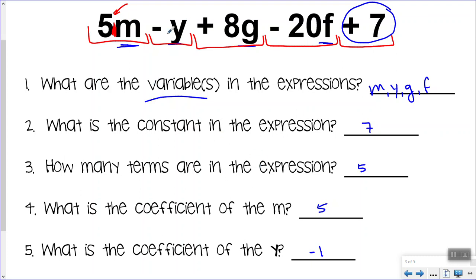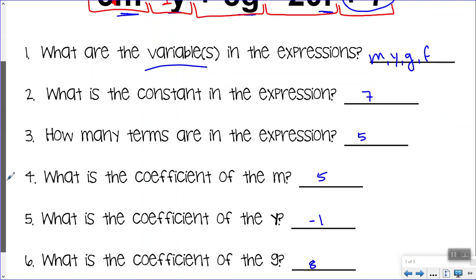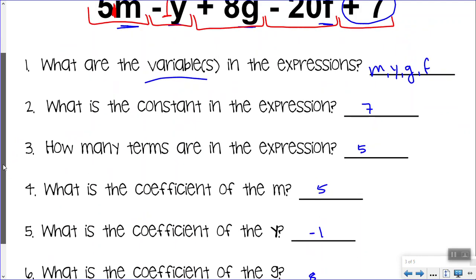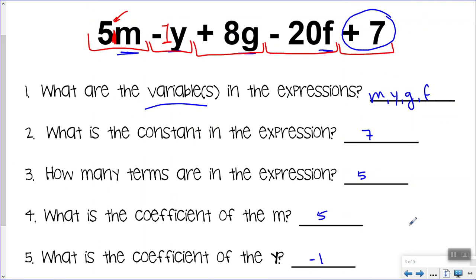And then our coefficient of the y, this is one of those invisible math values. This is on the orange sheet inside your notebook. Anytime we don't have a number next to a variable, it's the same thing as having a 1 next to it. So if I just have y, that means 1y. Now I also have this negative sign in front. So that means that the coefficient is negative 1. And the last question wanted to know what is the coefficient of the g, and the coefficient of g is 8.